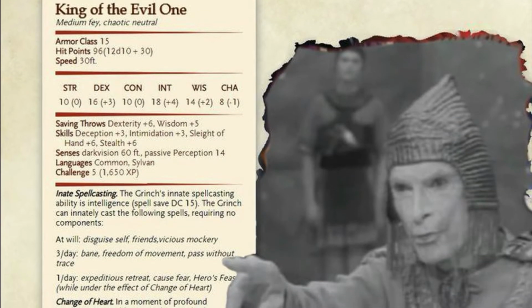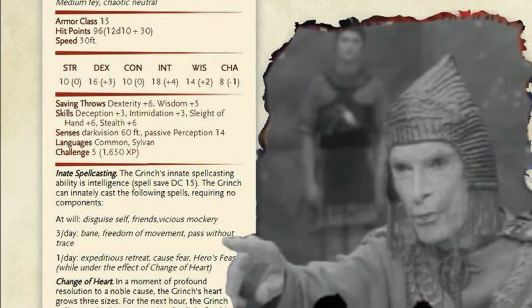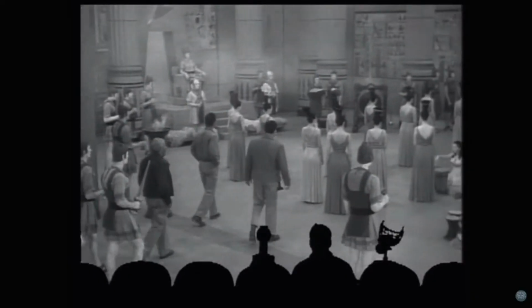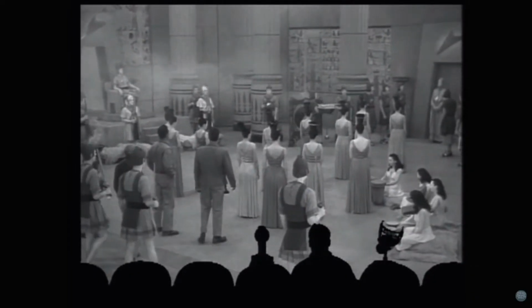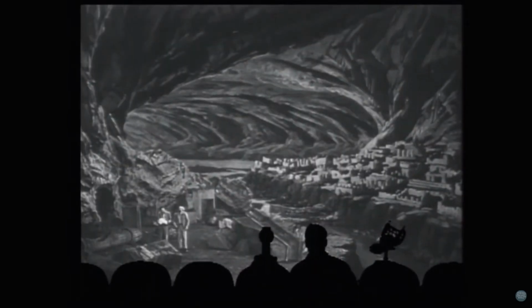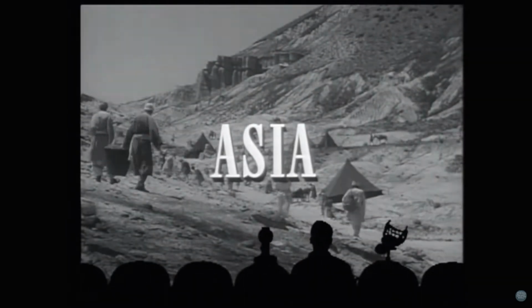Level 3. King of the Evil One. This ancient Sumerian tribe worships Ishtar and was isolated from the world in a massive cave system in Asia. Well, that narrows it down.